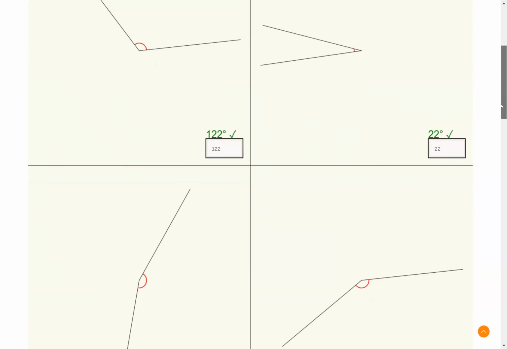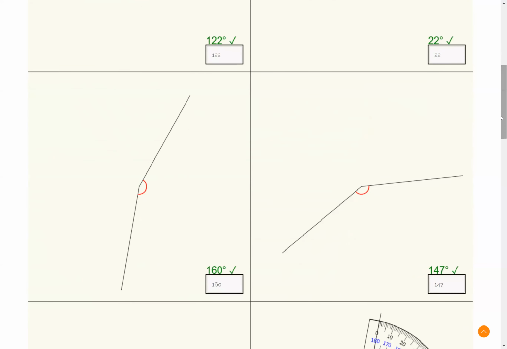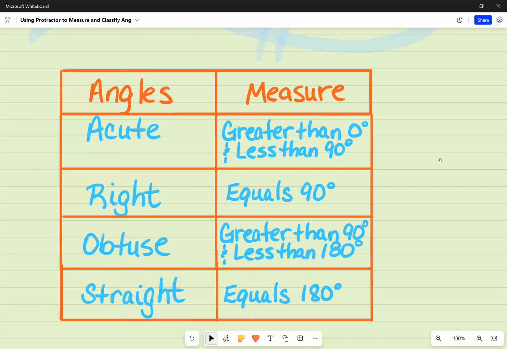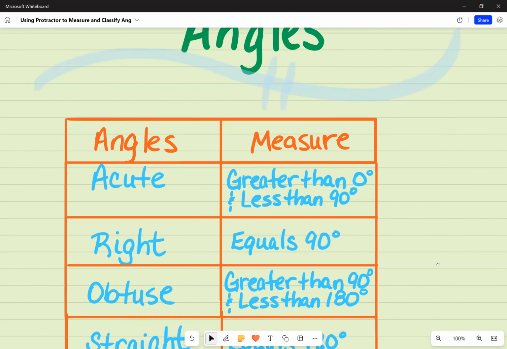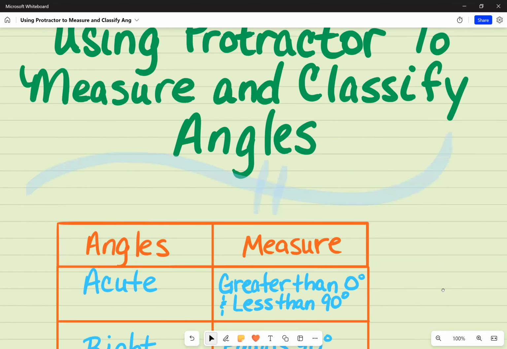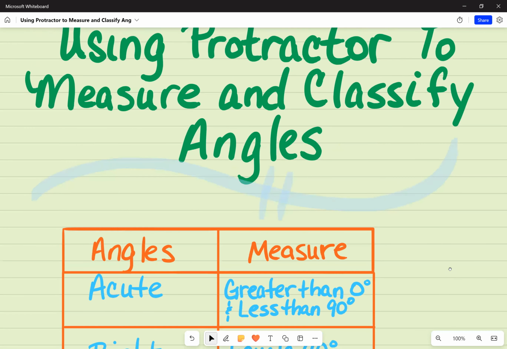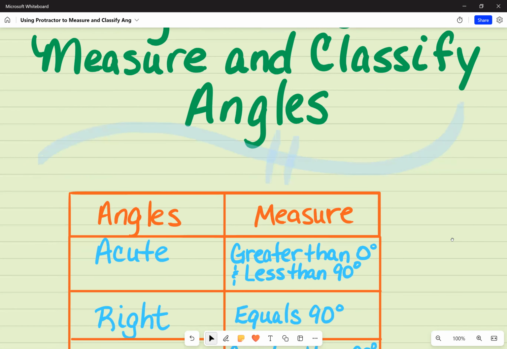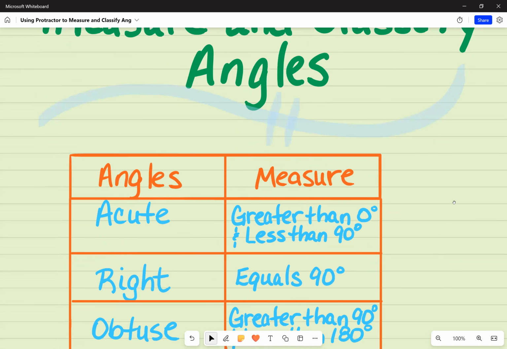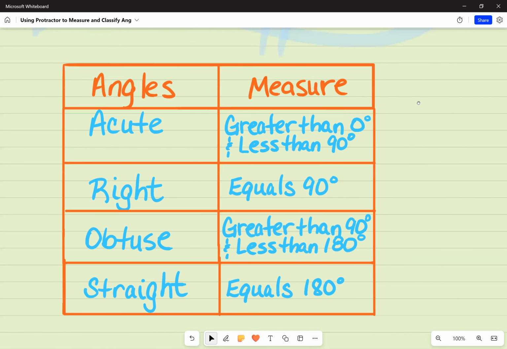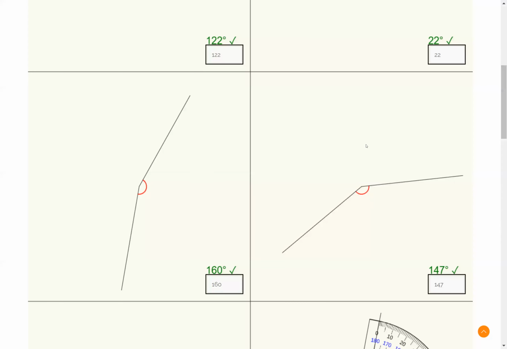So that is how you use a protractor when you're trying to measure and classify your angles. And again, if I ask you, which I will, to tell me what each one of those angles measures, you would look at this chart, or what type of angle, classifying, I should say.